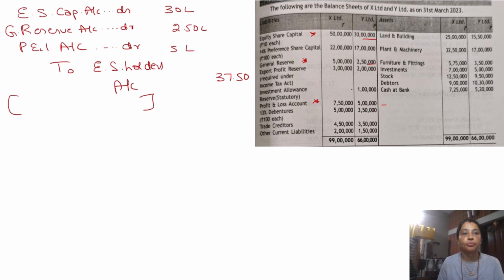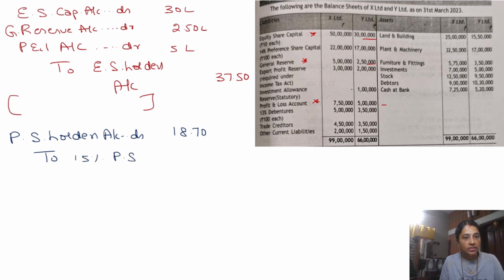So the final payment for preference shareholders entry will be preference shareholders account debit. Now how much are you paying them? You are paying them 18,70,000, to what? You are paying them 15% preference shares in XY Limited. Amount is 18,70,000. So this is the final payment made to preference shareholders.